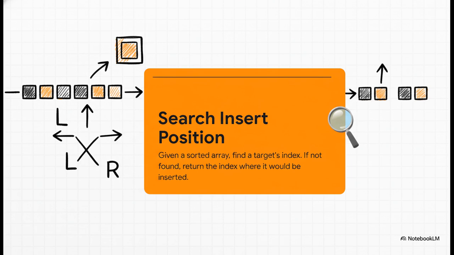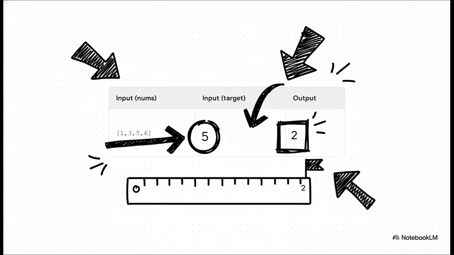First, if our target is already in the list, we just have to say where it is, what's its index. But if it's not in the list, then we have to figure out where it should go to keep the whole thing sorted. Let's look at a super simple example. Say our list is 1, 3, 5, 6, and our target is 5. Well, that's pretty easy. The number 5 is right there, sitting at index 2.